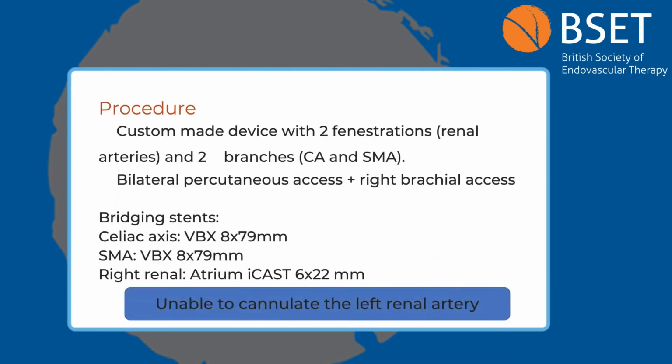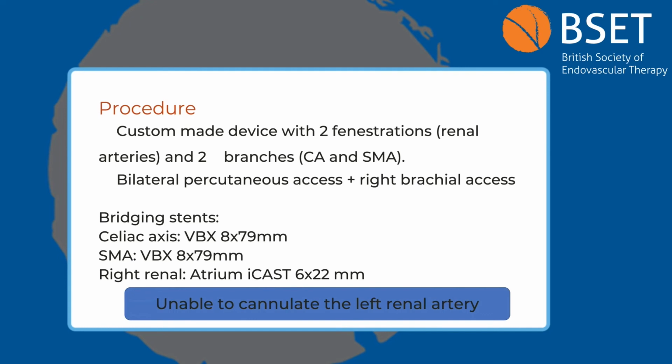So again, the procedure was done with this custom device, 2 fenestrations, 2 branches, bilateral percutaneous femoral approach, right brachial access. And we used the VBX stents for the celiac and the SMA. We had no difficulty with that. And we had no difficulty to do the right renal.